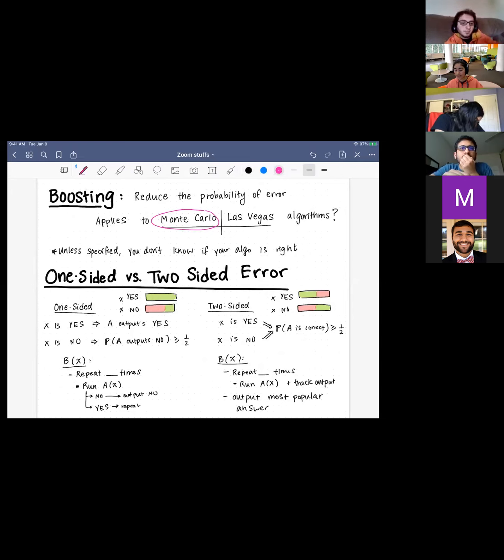And this deals with the fact that unless specified, you don't actually know whether A returned the right answer or not. So by outputting the most popular, you don't actually need to know which one's right. You just take whichever one's most popular. And with pretty high probability, the most popular answer is the right answer. Okay, any questions on that?